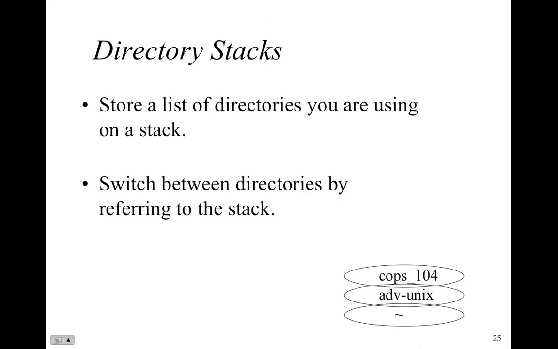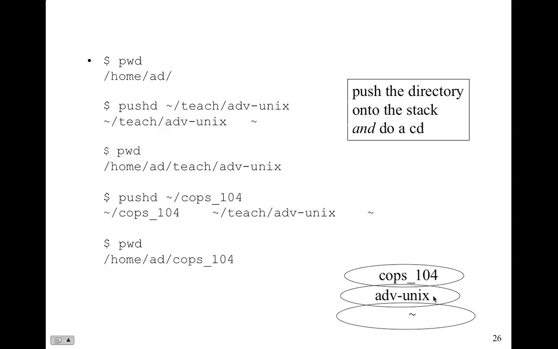And so as an example, I started at the home directory, I went to Advanced Unix, and I went to COPS 104. Let's say that's the name of a class as an example. So we can push the directory onto the stack and do a CD to change the directory. So here we have a pwd, which is a command that shows you your path. My path is home AD. I can use a command called pushd. This is the command, this is the prompt symbol.